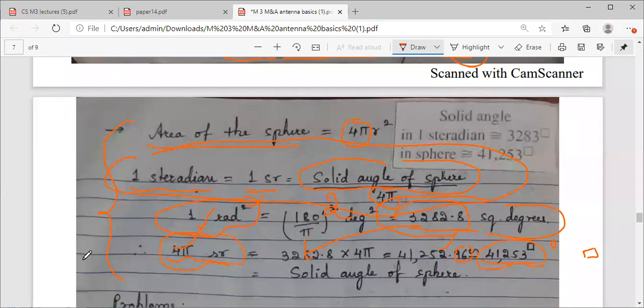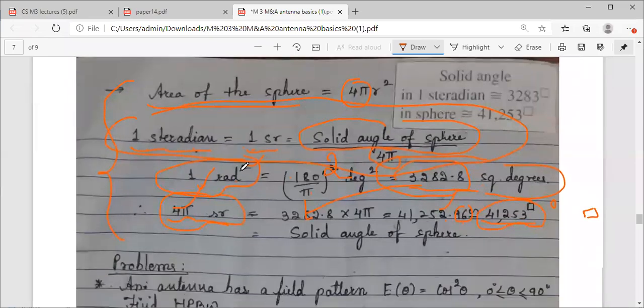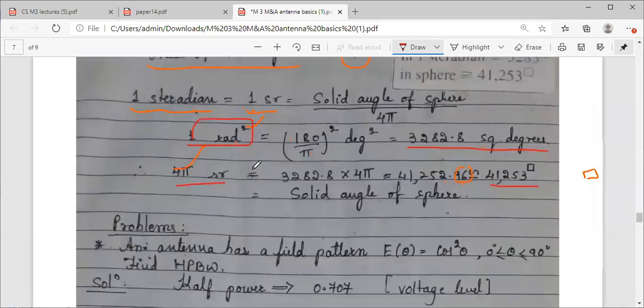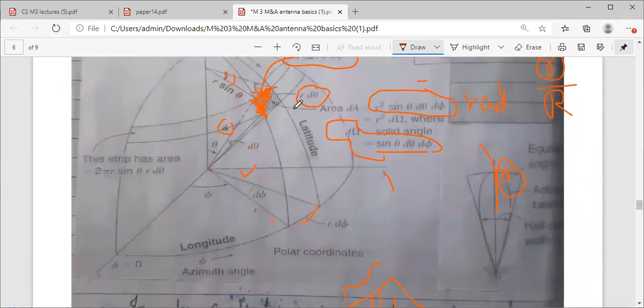We will be using this in problems. One steradian is equal to, let me highlight it. Radian square is steradian. One steradian is equal to this much square degrees. 4 pi steradian is equal to 41253 square degrees. Okay, this conversion is important as far as the problems are concerned. So let me show you a simple problem here. Before that, ये structure आप एक बार देख लो.